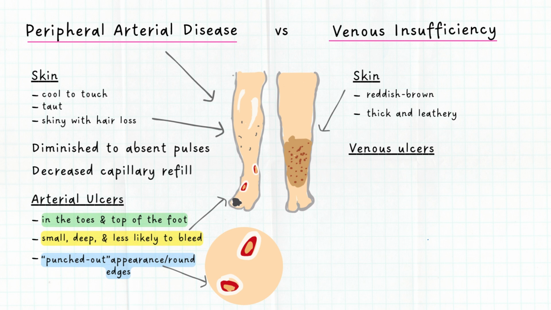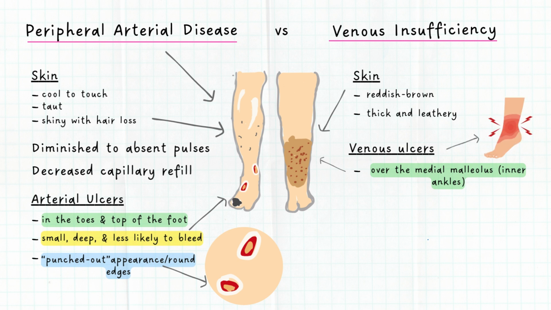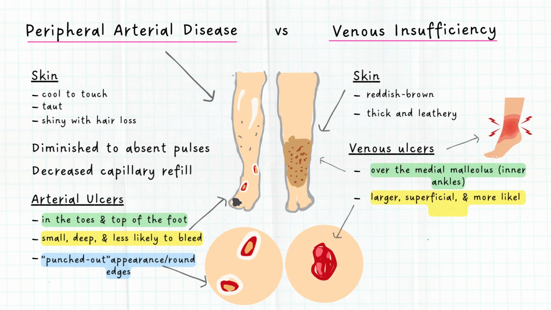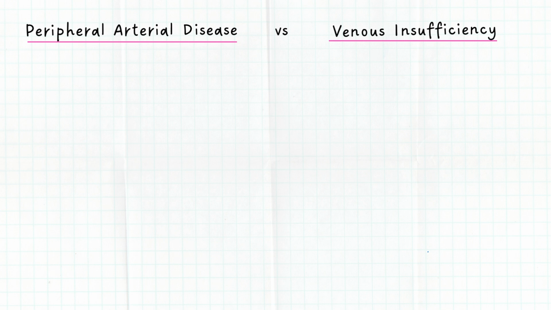Venous ulcers typically occur over the medial malleolus, or the inner side of the ankles, because that area receives the most pressure due to gravity, and is also pressing on the ankles, which are bony prominences. Venous ulcers are larger, more superficial, more likely to bleed, and have irregular edges. Both types of ulcers can cause pain.